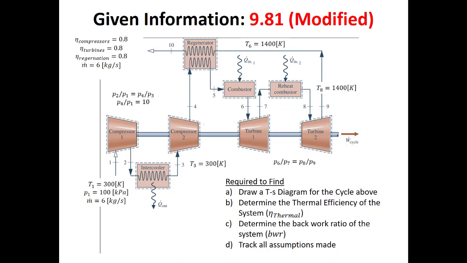So that's kind of what's going on here. And this question, I think it's from the textbook, asks us to draw a TS diagram for the cycle, to determine the thermal efficiency of the system, to determine the backwork ratio of the system, and to just kind of track the assumptions that we make as we move through the problem. So I'm not going to get a numerical answer for this problem. First I'm going to show you how to get all the symbolic equations, which I think is really important. If we're following that kind of 80-20 principle, you can demonstrate that you know what you're doing by getting those symbolic solutions.